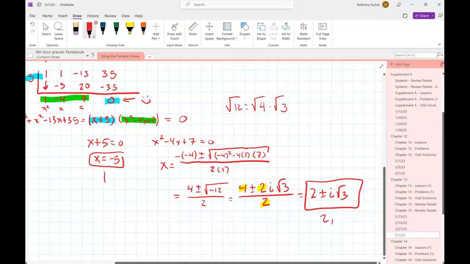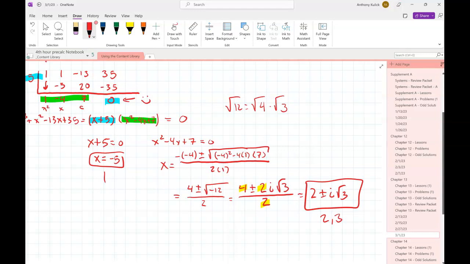Negative 5, and then this is 2 and 3 because I have 2 plus i root 3 as one solution, and then 2 minus i root 3 as the other. Does that feel okay? Yes. Yeah, you have 2 like that.